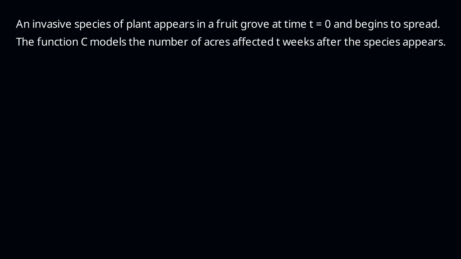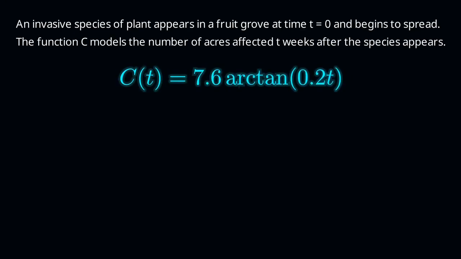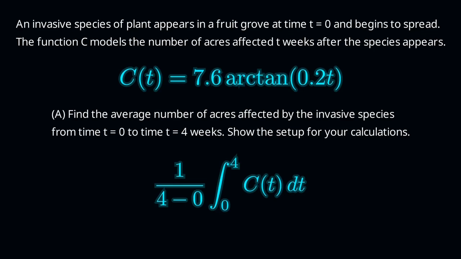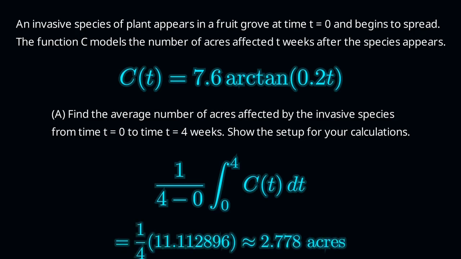Our goal is to find the average number of acres affected from t equals 0 to t equals 4. To find the average value of a function over an interval [a, b], we use the formula 1 over b minus a times the integral from a to b of f of x dx. So the setup is the average acres equals 1 over 4 minus 0 times the integral from 0 to 4 of c of t dt.